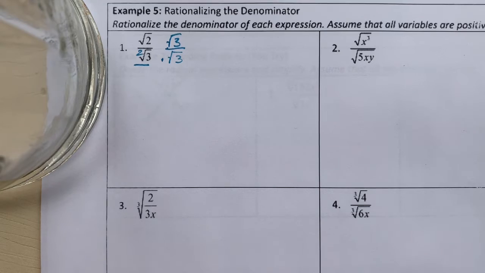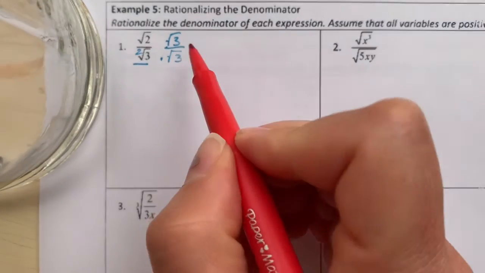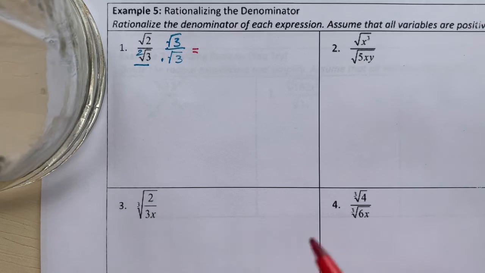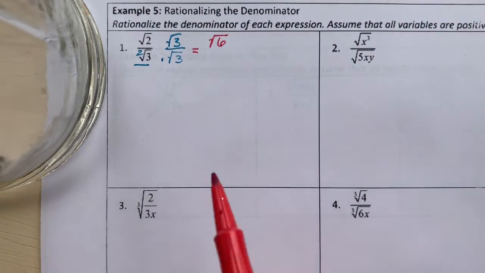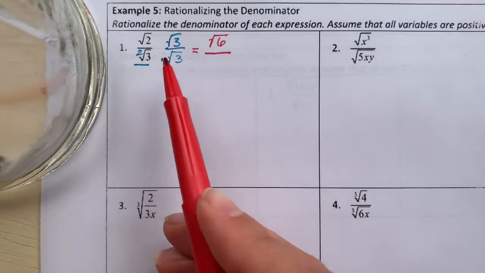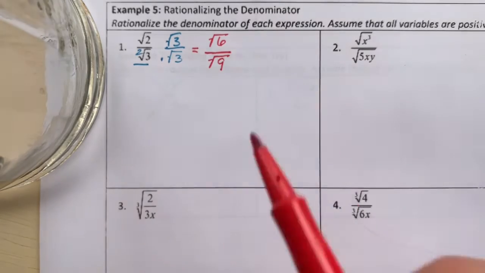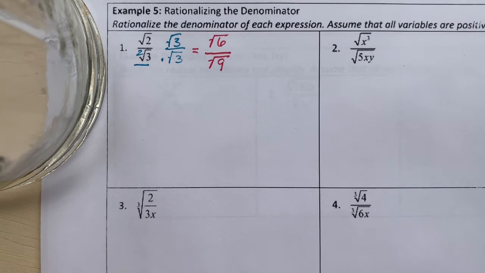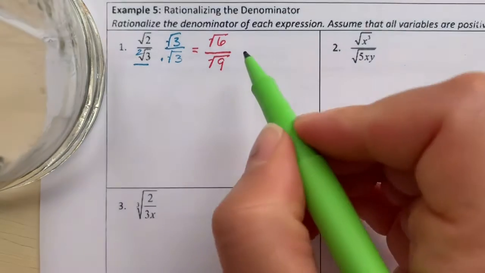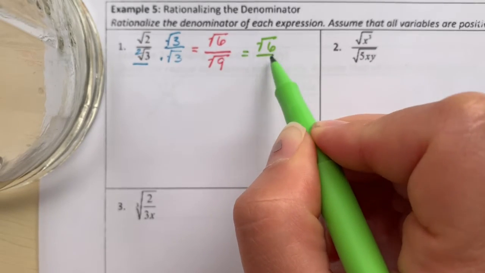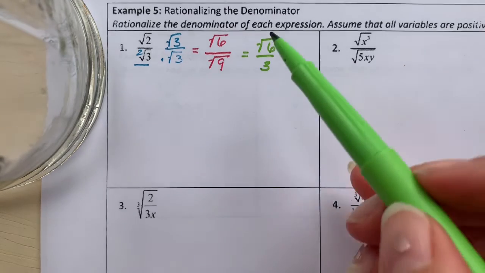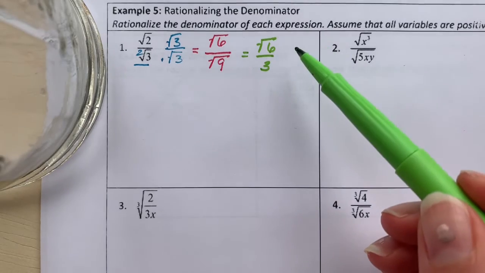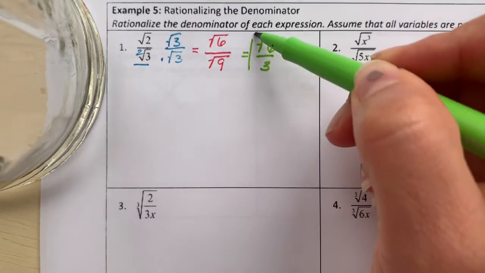Now, once I've done that, I'm going to just multiply across, just like I've been doing for radicals. So the square root of 2 times the square root of 3 becomes the square root of 6. And that's going to be over the square root of 3 times the square root of 3, which is the square root of 9. Now, we know that we can take the square root of 9. The square root of 9 is 3. So this becomes the square root of 6 over 3, because the square root of 9 is 3. And this is our answer. I can't take the square root of 3 out, and I can't simplify it any farther. So this is my final answer.